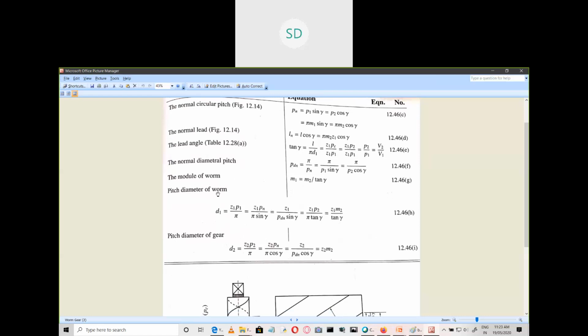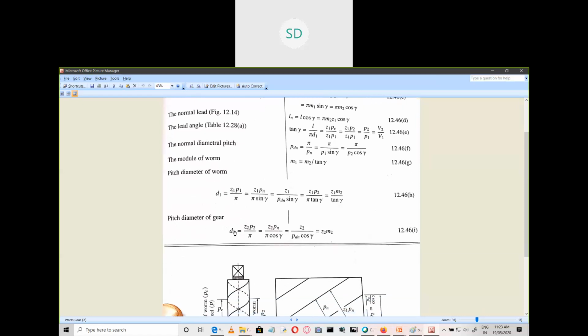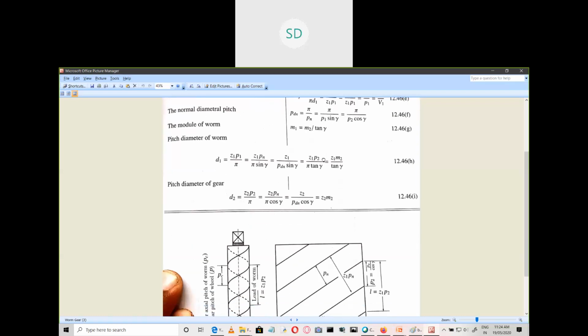Next, the normal diametral pitch and module of a worm. So the pitch diameter of a worm and the pitch diameter of a gear. Now just look here at the formulas to find the pitch diameter of the worm. dm1 equals Z1 m2 divided by tan gamma. The pitch diameter of the gear d2 equals Z2 m2. Now this is the difference. To calculate d1, you use Z1 m2 divided by tan gamma, and d2 equals Z2 m2. You are going to use the same module of the worm gear here.